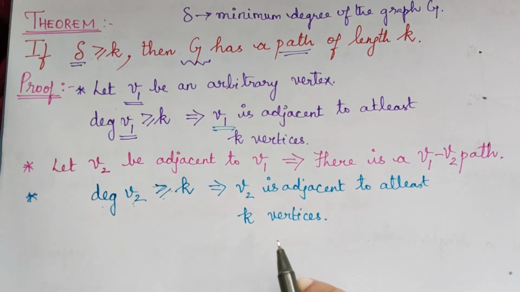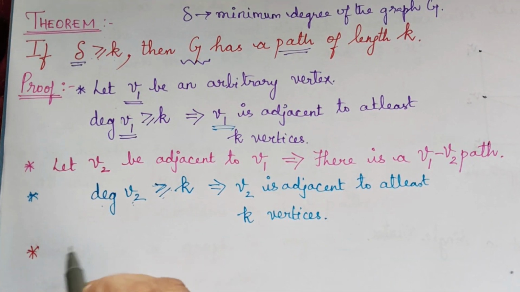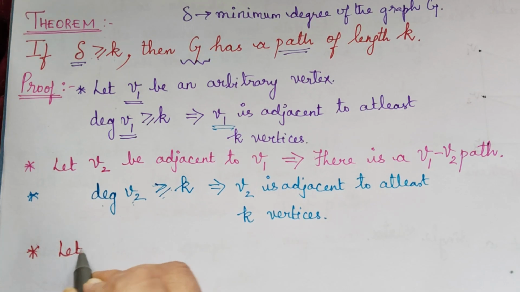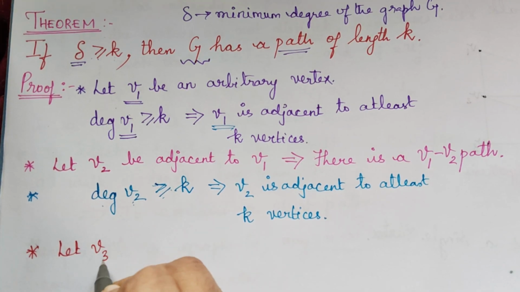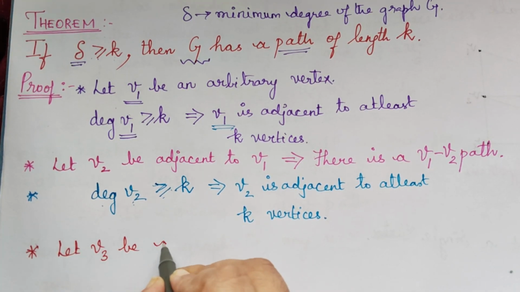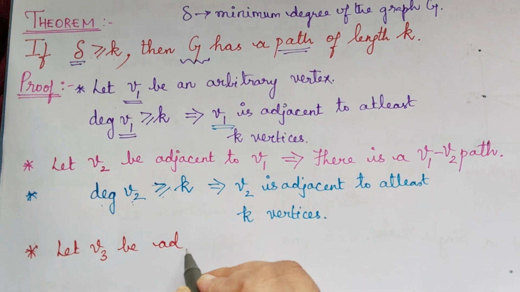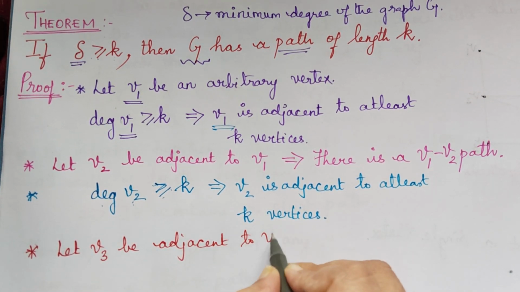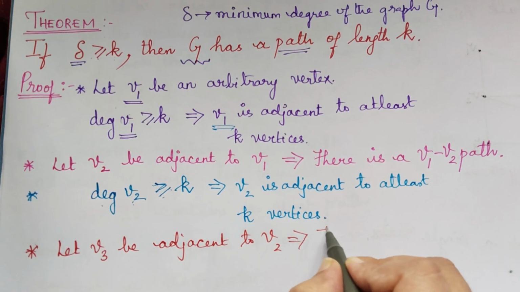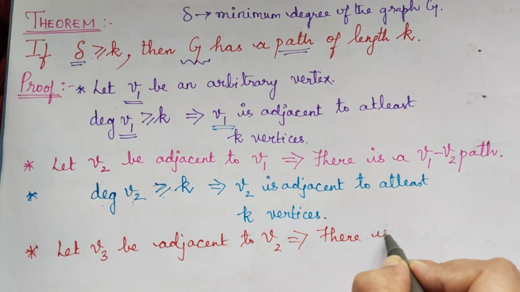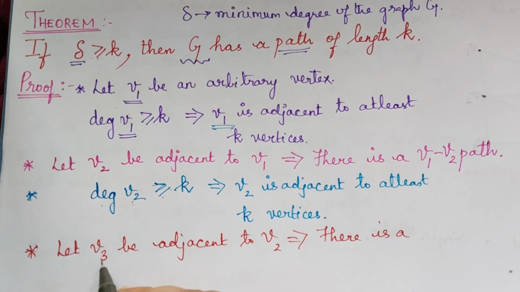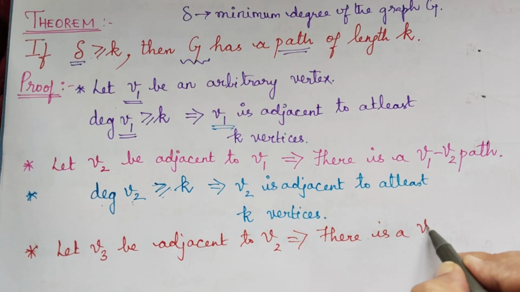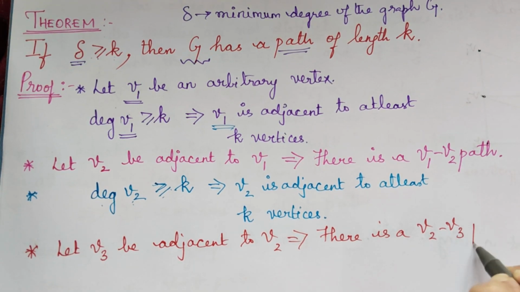Now out of those k vertices, let V3 be one of the vertices. So let V3 be adjacent to V2. Like how we took V2 adjacent to V1, now we are taking V3 adjacent to V2. So this will imply there is a V2 V3 path.